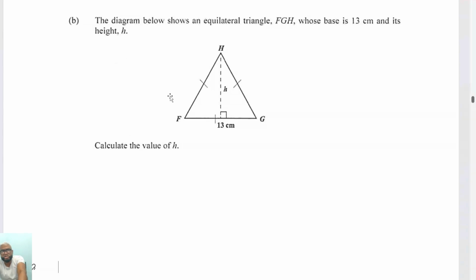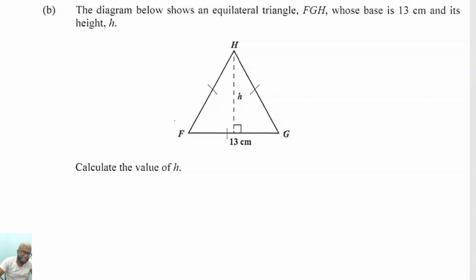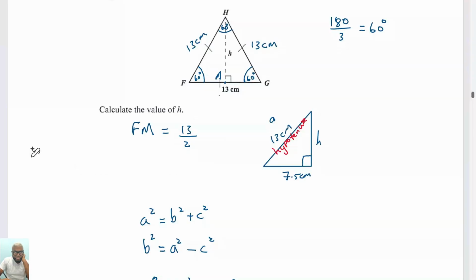They said the diagram below shows an equilateral triangle. If it's an equilateral triangle, all sides are the same. So if down here is 13, here will be 13 centimeters, and here will be 13 centimeters. Something you must know about an equilateral triangle is that in addition to all the sides being the same, all the angles are the same also. So 13 divided by 2 is actually 6.5, not 7.5. So here would be 6.5.